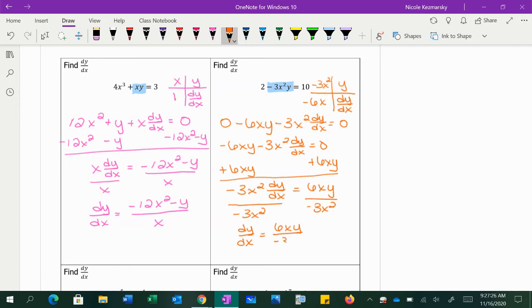over negative 3x squared, which is a perfectly fine way to leave our answer, but it does simplify. 6 over negative 3 gives us negative 2. In the bottom, we're going to have an x because x over x squared leaves us with an x in the bottom, and then we're going to have a y in the top.